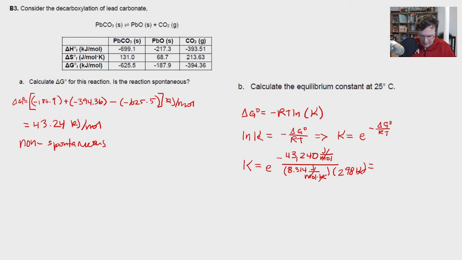What I want to put in is negative 43,240 divided by 8.314 times 298. What I get is 2.63 times 10 to the negative 8th. Looking at the key real quick, this is B3, 2.633, yes, that's what I had in my calculator, times 10 to the negative 8. That is the K value, and that's how you would calculate it in this scenario.